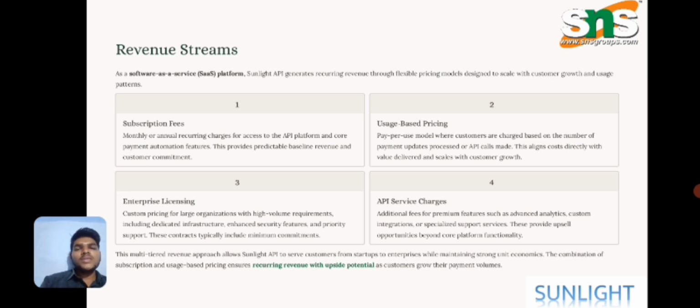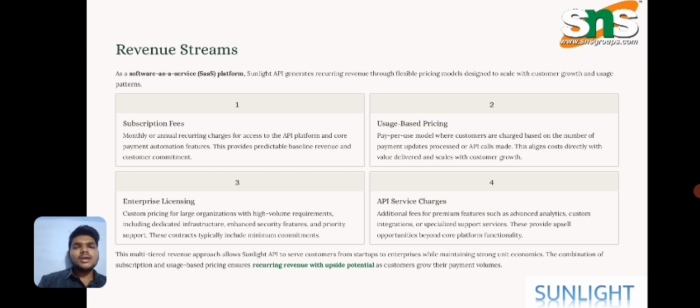Enterprise licensing. Custom pricing for large organizations with high-volume requirements, including dedicated infrastructure, enhanced security features, and priority support. These contracts typically include minimum commitments. API service charges. Additional fees for premium features such as advanced analytics, custom integration, or specialized support services. These provide upsell opportunities beyond core platform functionality.